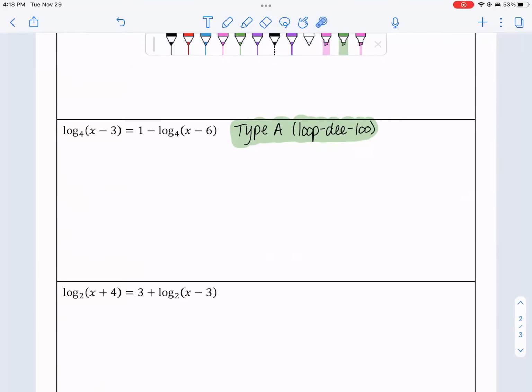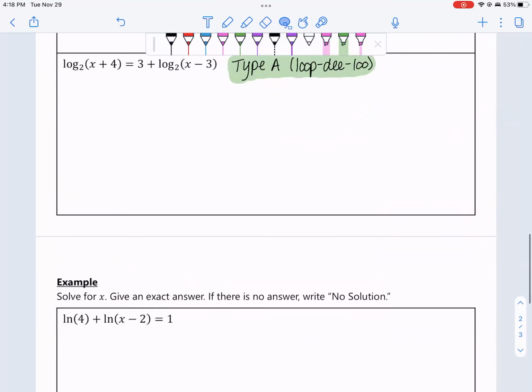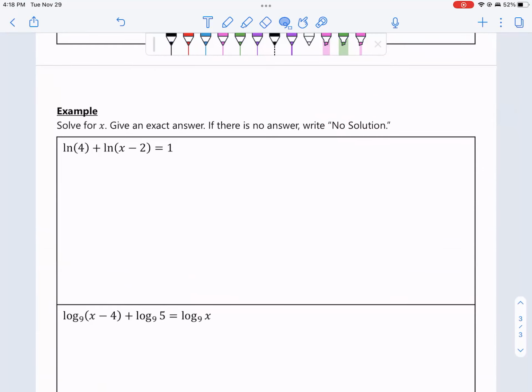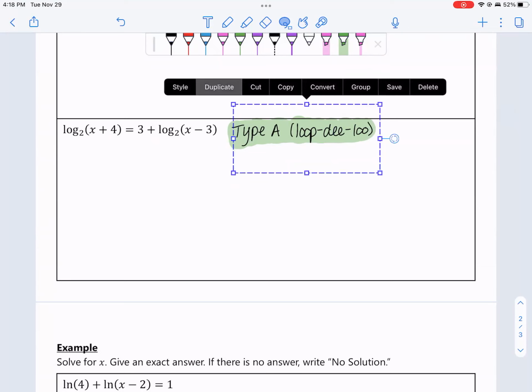This guy down here, freestanding number right here. Logarithms on both sides, but that's not the issue. It's this freestanding number that makes it a type A problem. We're going to have to do a loop-de-loo. This guy right here, freestanding number. This 1 right here is a freestanding number. That's going to mean we are type A, loop-de-loo.